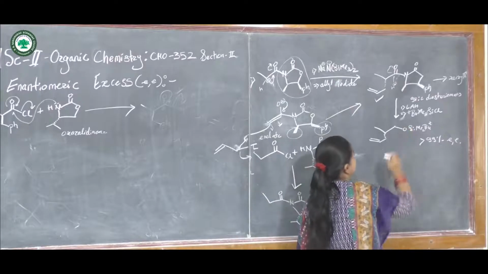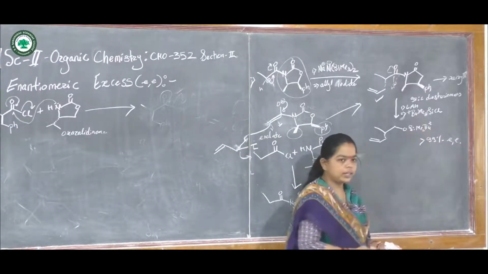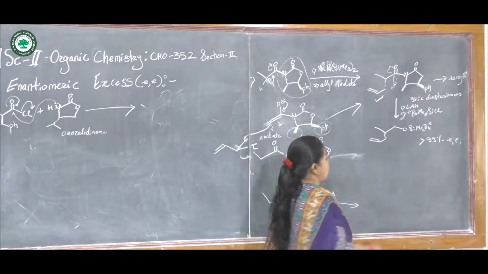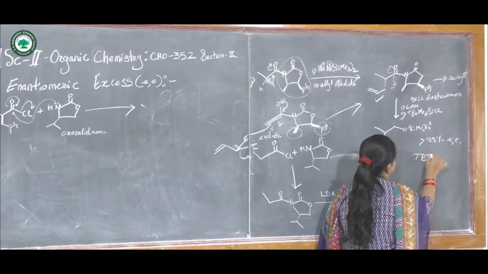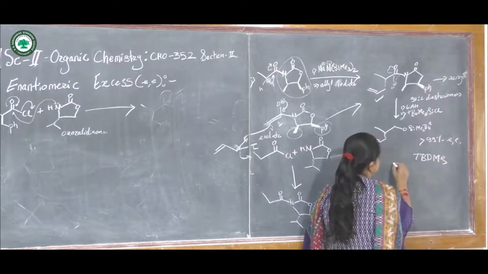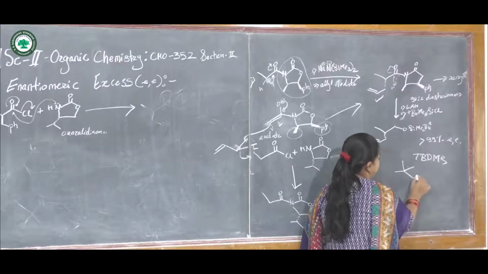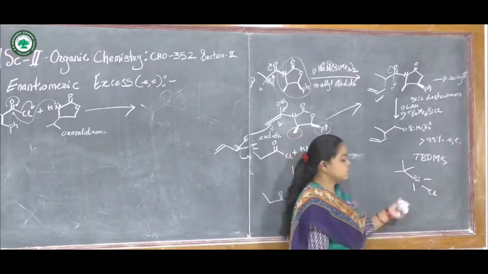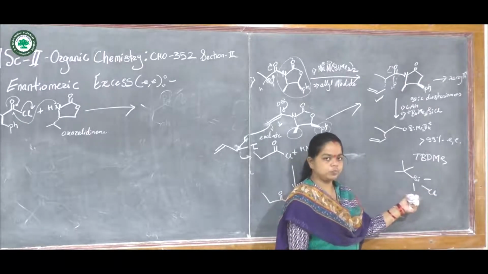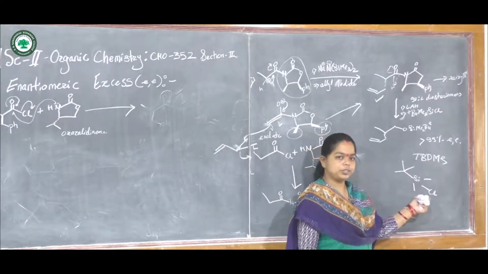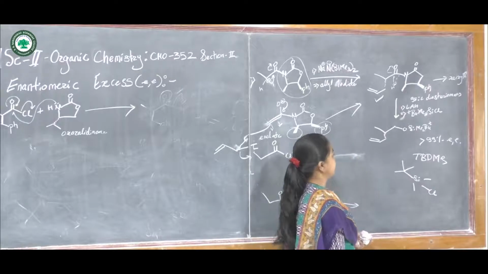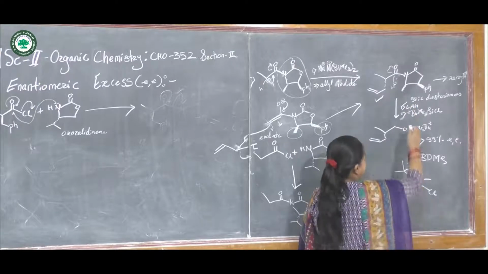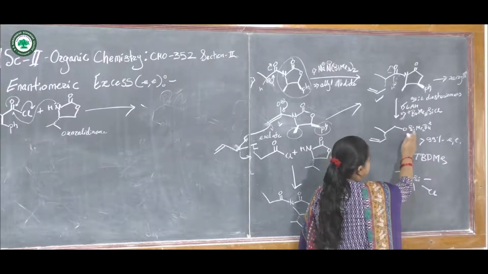So we are getting OH, and in the second step it is allowed to react with tertiary butyl dimethylsilyl chloride. It is also called TBDMS. This is the structure. This is a bulkier silyl protecting group, used for the protection of alcohols, generally primary or secondary alcohols. So this is the primary alcohol. The OH group is formed in the first step and immediately it will get protected with the silyl chloride.